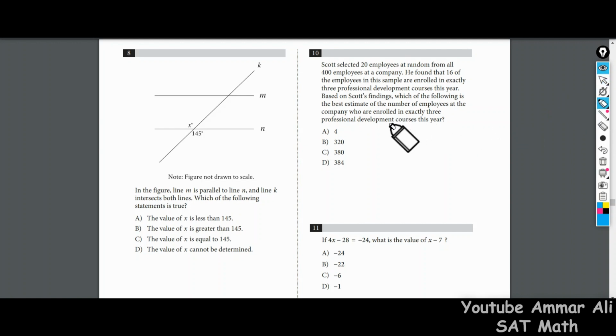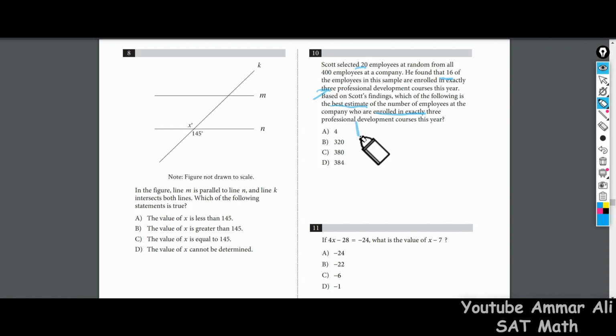Moving on to question 10. Here we just have to interpret what they are telling us. Out of 20 employees, 16 were enrolled in the professional development courses. They're trying to confuse us with this other number, 3, but we don't really care about that. What are they asking us? They're asking for the best estimate of the number of employees enrolled in exactly 3 professional development courses, so we basically need to extrapolate this estimate to the entire population.